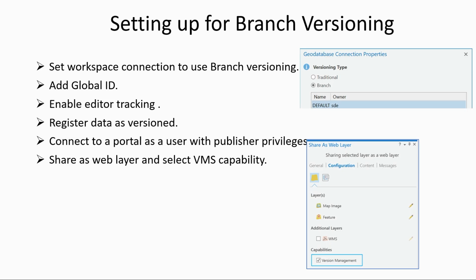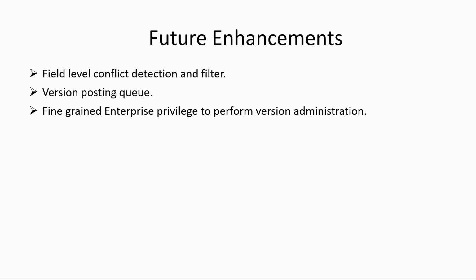So how to get started? The most important thing is to set up your workspace connection to use branch versioning. You can do that using the geodatabase connection properties. Once you've connected, you add on the dataset, you add global ID, enable editor tracking, and then register the data as versioned. Once the data has been branch versioned, you can connect to a portal as a user with publisher privileges and share the content as web layers and select the VMS capability during sharing. Once it's published, you can consume the published service in a client and continue your editing workflows.